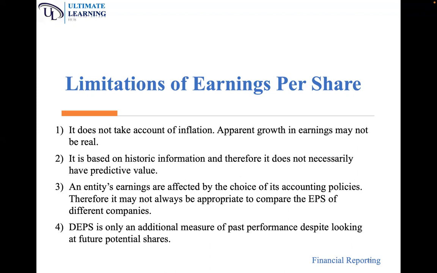Number two, it is based on historic information and therefore does not necessarily have predictive value. This is also a limitation of ratios in general. They are based on historic information. Limitation number three, an entity's earnings are affected by the choice of its accounting policies, which is true. The accounting policy that you choose affects the earnings, and therefore it may not always be appropriate to compare EPS of different companies because the policy that company A uses may be different from the policy that company B uses. And finally, diluted EPS is only an additional measure of past performance despite looking at future potential shares.